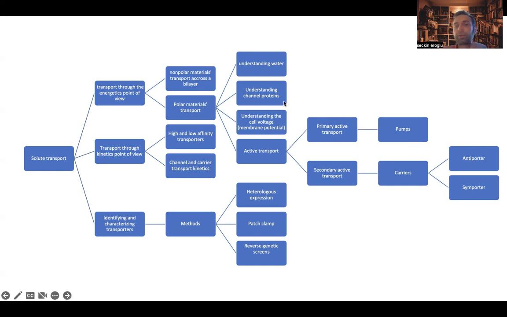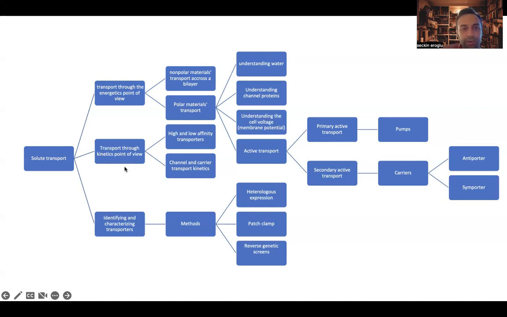Then we will talk about the proteins on the membrane that facilitate transportation of these polar materials, called channel proteins. Then we will introduce a new term, cell voltage or membrane potential, which also determines the amount of this transport. And then we will later introduce the active transport, which further determines what will be transported and what will not be transported. Active transport is divided into two: primary active transport, the transport processes that directly use ATP, and secondary active transport, which doesn't use ATP but uses the hydrogen concentration available in the cell.